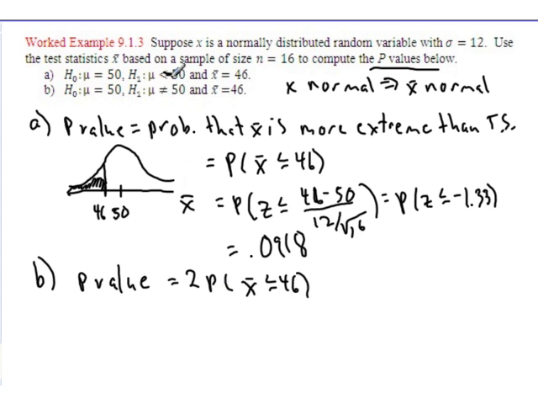And you might say, why do we have a 2 here? Well, the difference is, in part A we were dealing with a left-tailed test. Here we have a two-tailed test. So we always double whenever we have a two-tailed test. Always double for a two-tailed test.